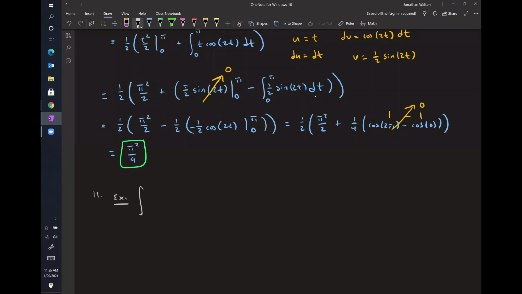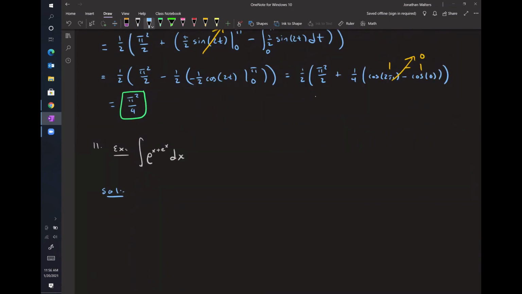It's e to the x plus e to the x dx. So the exponent of e is x plus e to the x. Makes sense, the whole exponent is x plus e to the x. All right, so what we should do first is actually just some algebra. We're going to break this up and say this is e to the x times e to the e to the x dx.